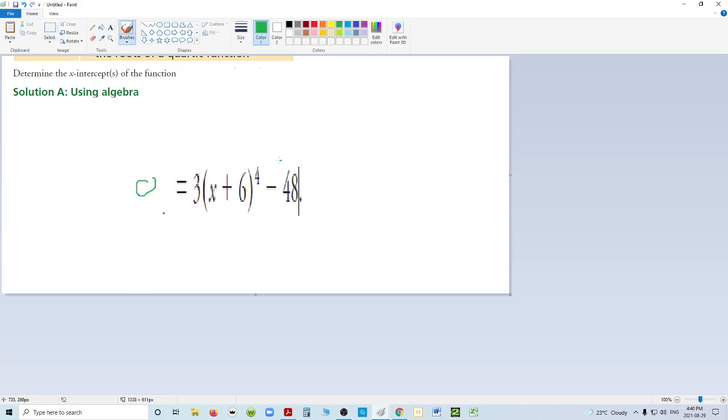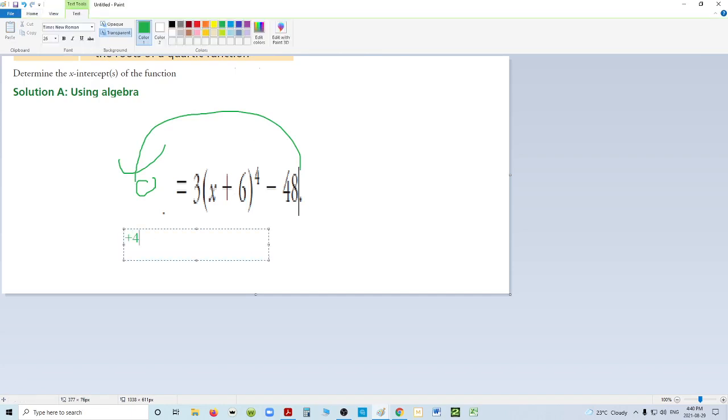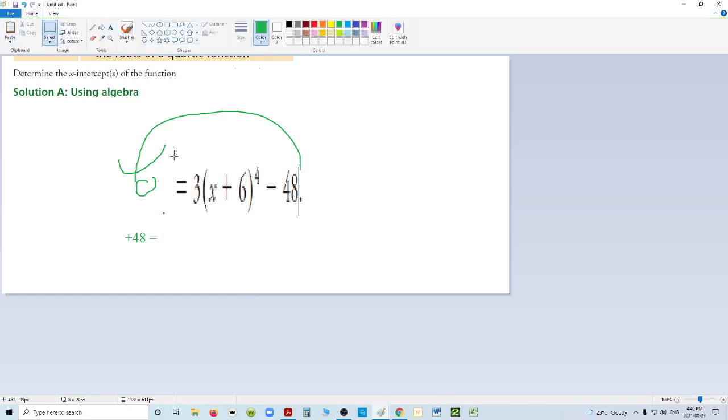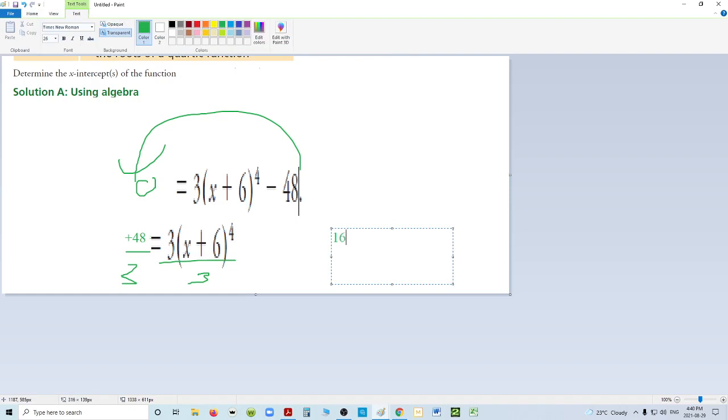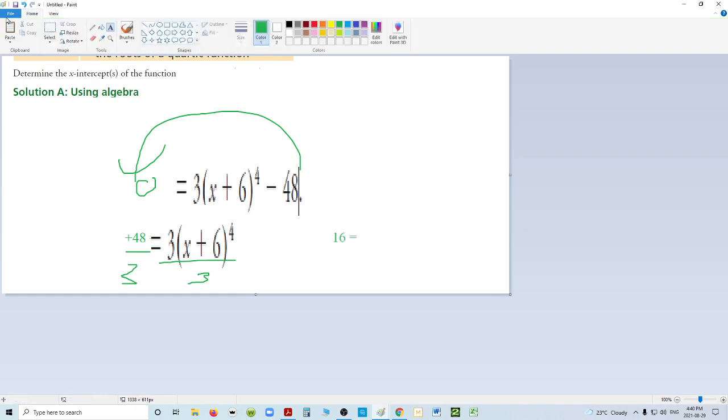So your first step, just to get x all alone, you kind of reverse BEDMAS this. So our first step is adding 48 to both sides. So now you get plus 48 on this side. All right, that's all it is. And then what's the next step? Well, that stuff happens in the bracket. That's an exponent, so you have to divide by 3 on both sides. And 48 divided by 3 is 16. So you get 16 is equal to this now.